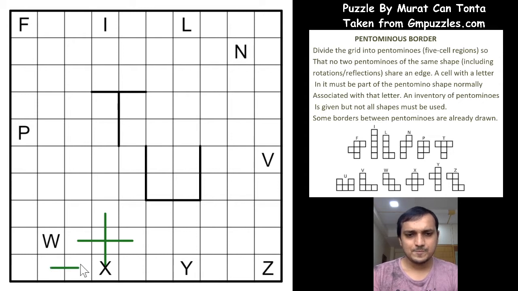This shape can either be W or any other shape. So what happens if it is a W? This cell is stranded, as the rule says all of the cells have to be part of a pentomino. It is a 10 by 10 grid, that means 100 cells, so there will be 20 pentominos. It is not necessary that we use all the pentominos in the given inventory, so some may not be used, but the rule is that two pentominos of the same shape cannot be adjacent to each other.